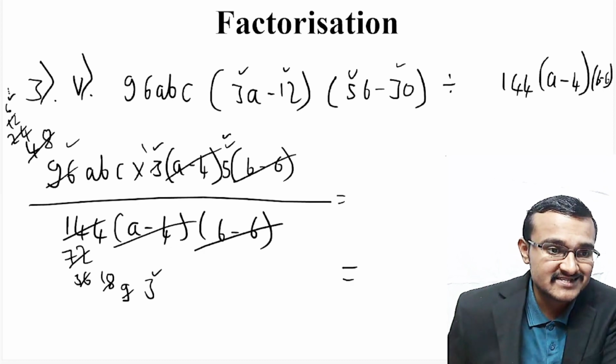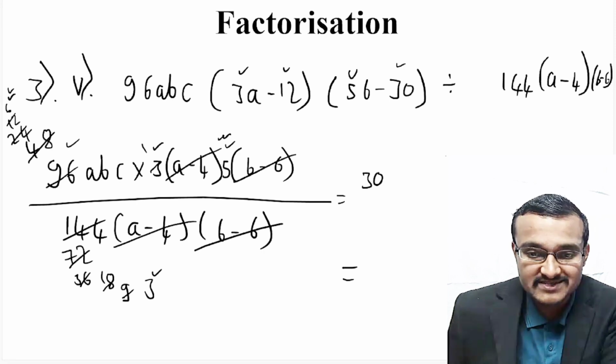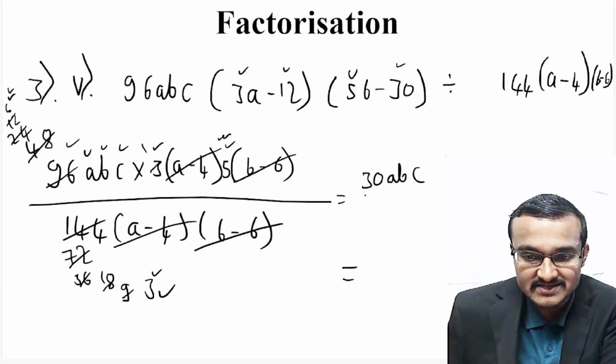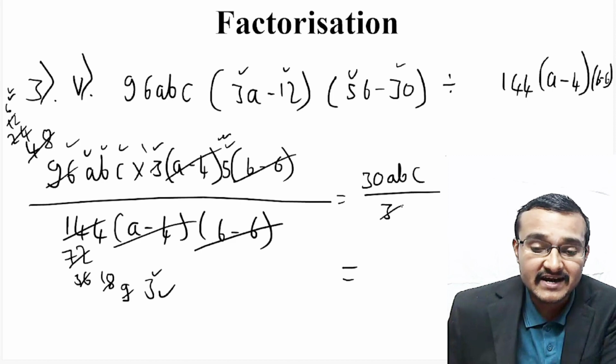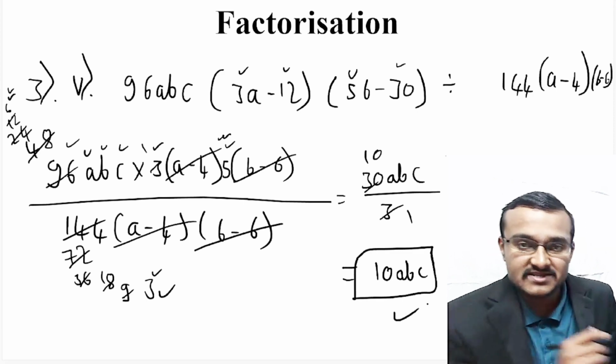So here in numerator 6 is there, 5 is there. So what is 6 into 5? 6 into 5 is 30. And this A, B, C is also there. So 30 A, B, C divided by, in denominator 3 is there. So 30 A, B, C divided by 3. Again this can go with 3. 3 ones are 3, 3 tens are 30. So 10 A, B, C will be remaining. So 10 A, B, C is the answer for this fifth question in third question.